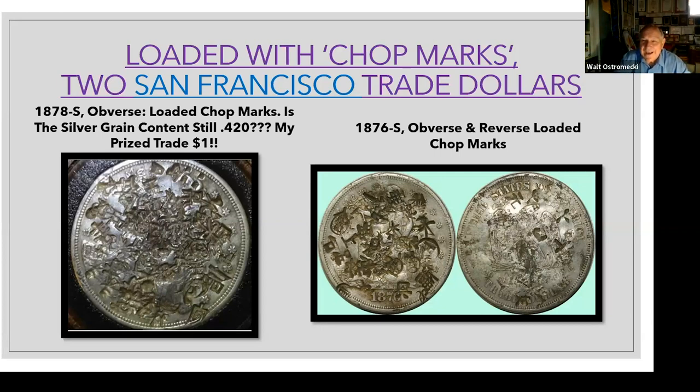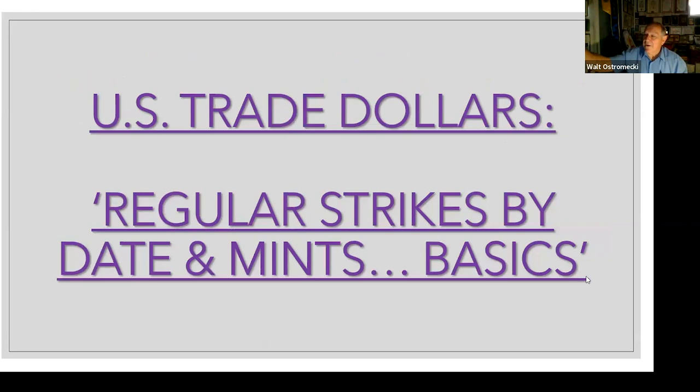But an 1878-S is here on the right, obverse, again loaded with chop marks. You can see the results if you look on the left side of the coin there. And now seeing the reverse side, you can see some of the chop marks here in the center and around, I hope my pointer's working, that have come through and show on the back. And these look like they're incused, but they're not. So, U.S. trade dollars, regular strikes by date, mint marks, and just some more of the basics.